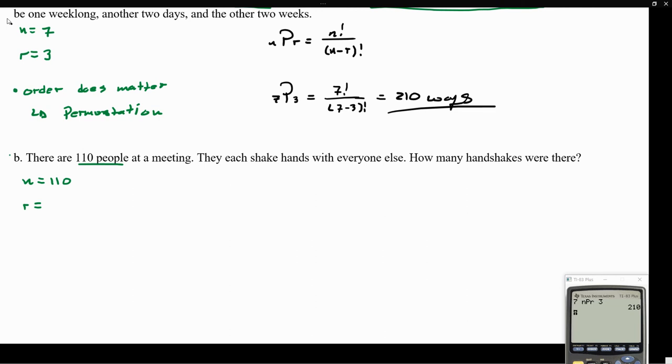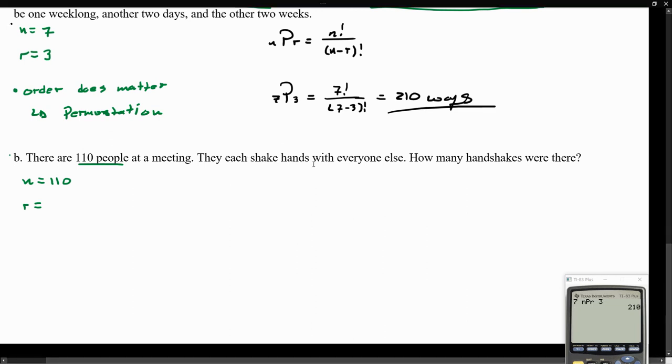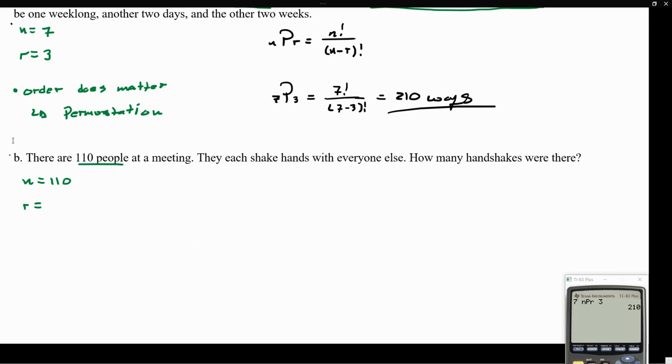Now, what's the value of r? It states they each shake hands with everyone else. In order for people to shake hands, there must be two hands touching each other. So you want to create groups of two, because each group of two can be thought of as one handshake. It requires two individuals to have a handshake, so my value of r is 2. Another way to interpret this question is you have a group of 110 and you want to know how many groups of 2 you can create from this.